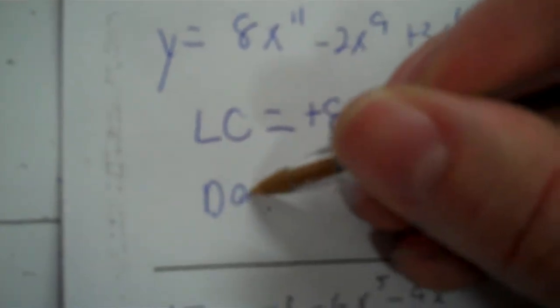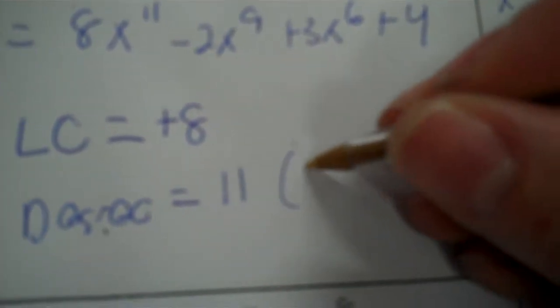Now the degree is the highest exponent. It's 11. Well, 11 is an odd number, so the end behaviors will not match. They will be the opposite. So if it's odd, they go opposite. So negative infinity. If that's positive, that's negative.